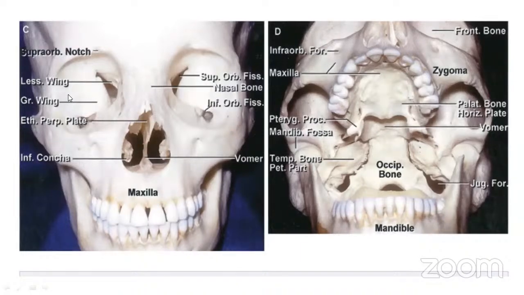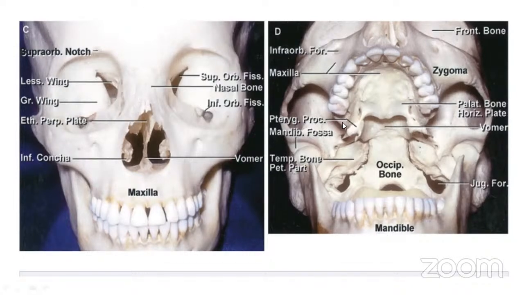The orbital roof is formed by the lesser wing of sphenoid and the frontal bone, and the lateral part is formed by the zygomatic bone and the greater wing of sphenoid. Inferiorly, it is formed by the zygomatic bone, some part by the palatine bone, which is not shown here, and the maxillary bone. On the medial side, it is formed by the ethmoid bone, maxillary bone, and the lacrimal bone.